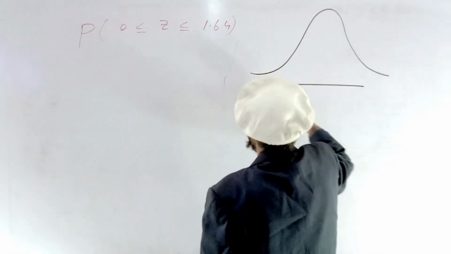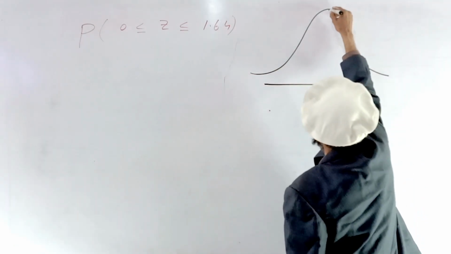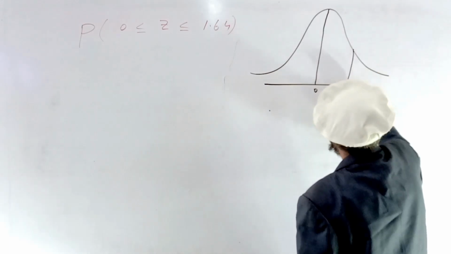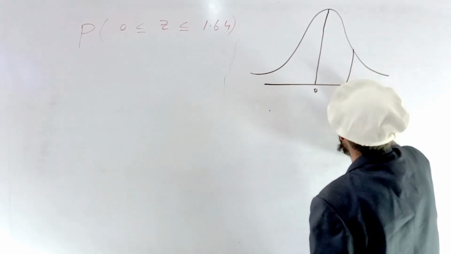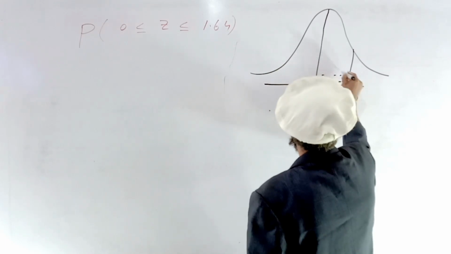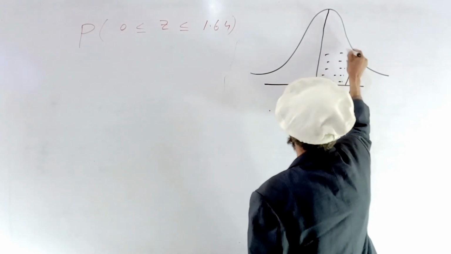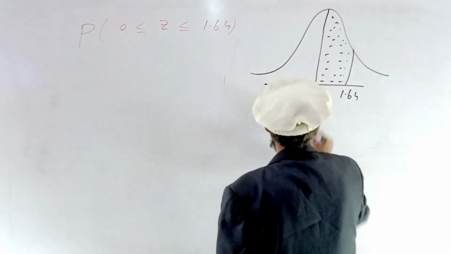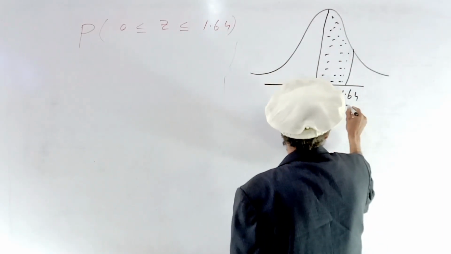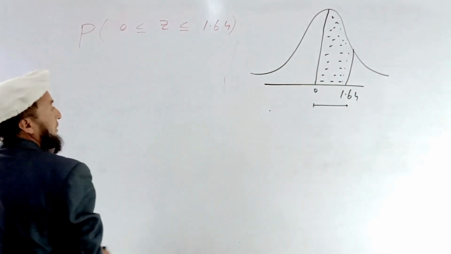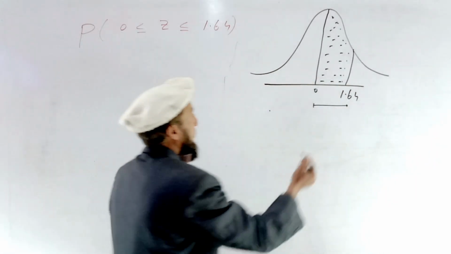Here 1.64 is positive. This is the mean value, and we calculate the area between 0 and 1.64. This is the area we are finding. How do we calculate it from the table? This is already from 0 to 1.6.